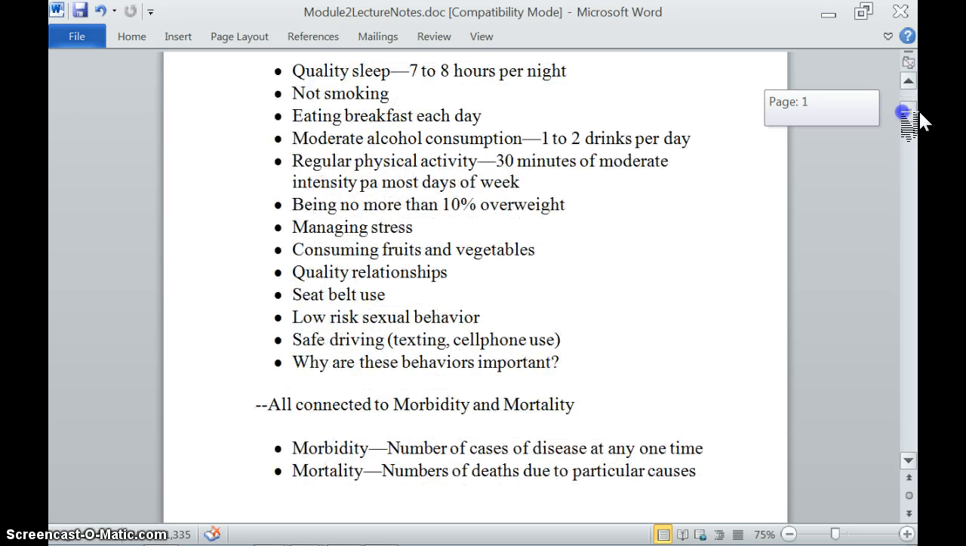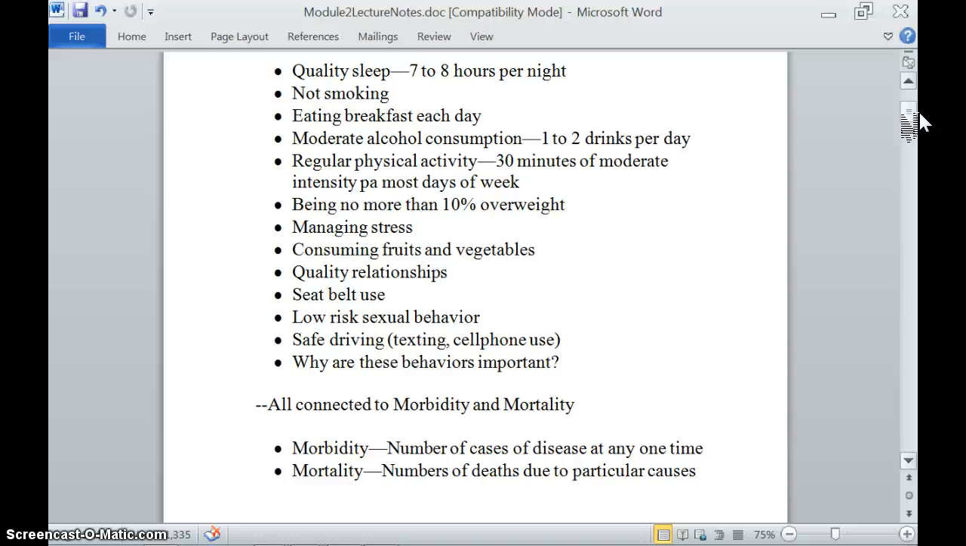Now, what is morbidity and mortality? Well, morbidity is the number of cases of disease at any one time. Mortality is the number of deaths due to particular causes. If you're really interested in this kind of work, there's the profession or discipline of epidemiology. And that's really what they do.